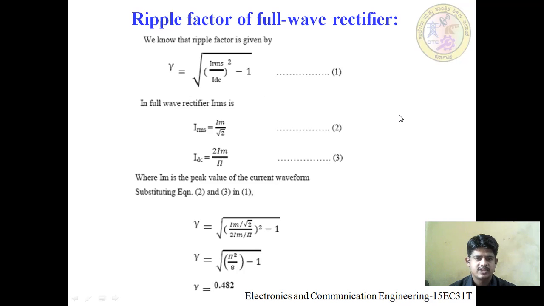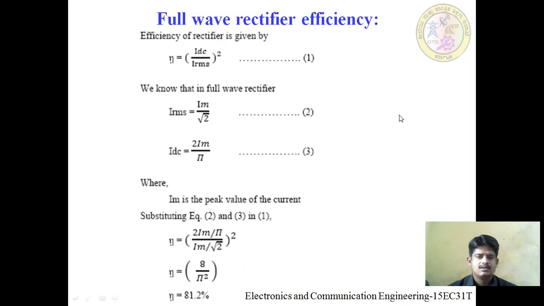Okay, let's move to the next topic. Now we'll understand the efficiency of the full wave rectifier. Once again, we already know the value of the efficiency of a full wave rectifier, and now we are going to derive it. First, the efficiency equation: eta is equal to IDC divided by IRMS whole square. This is the equation we discussed in earlier sessions, and we are going to use it.